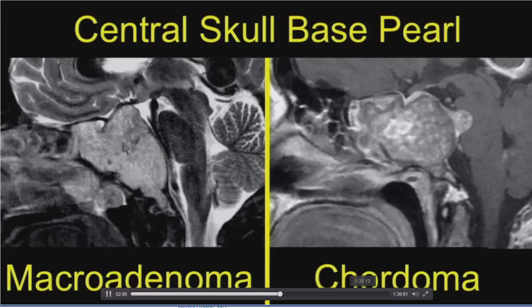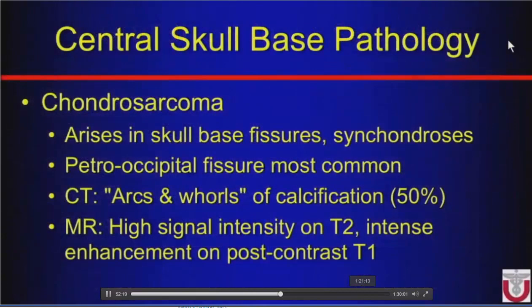If I have a lesion that's in the central skull base, but I see no normal pituitary, that may be a macroadenoma. If I see a mass destroying it, but I do see a normal pituitary above, I know it's not a pituitary macroadenoma. So that helps me with the differential there.